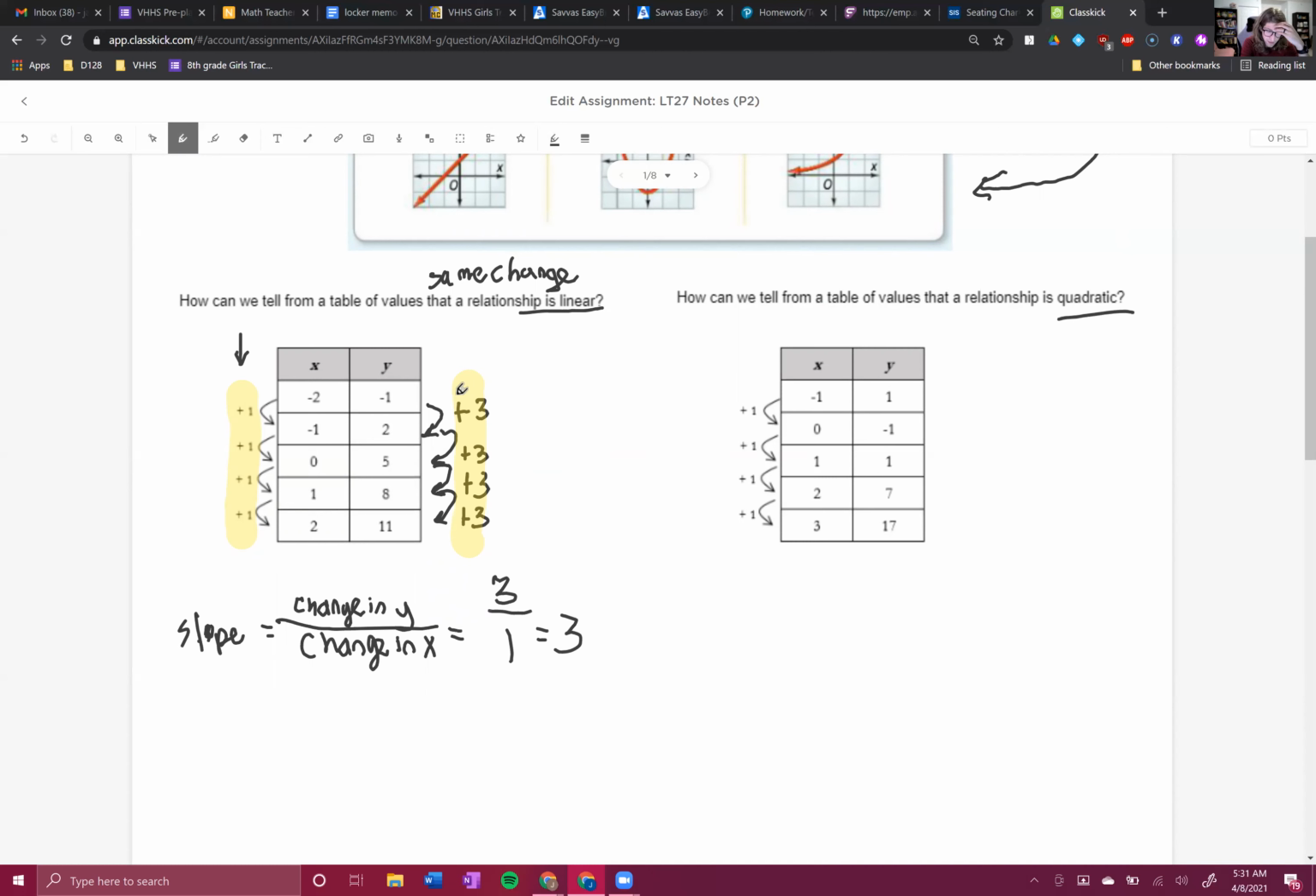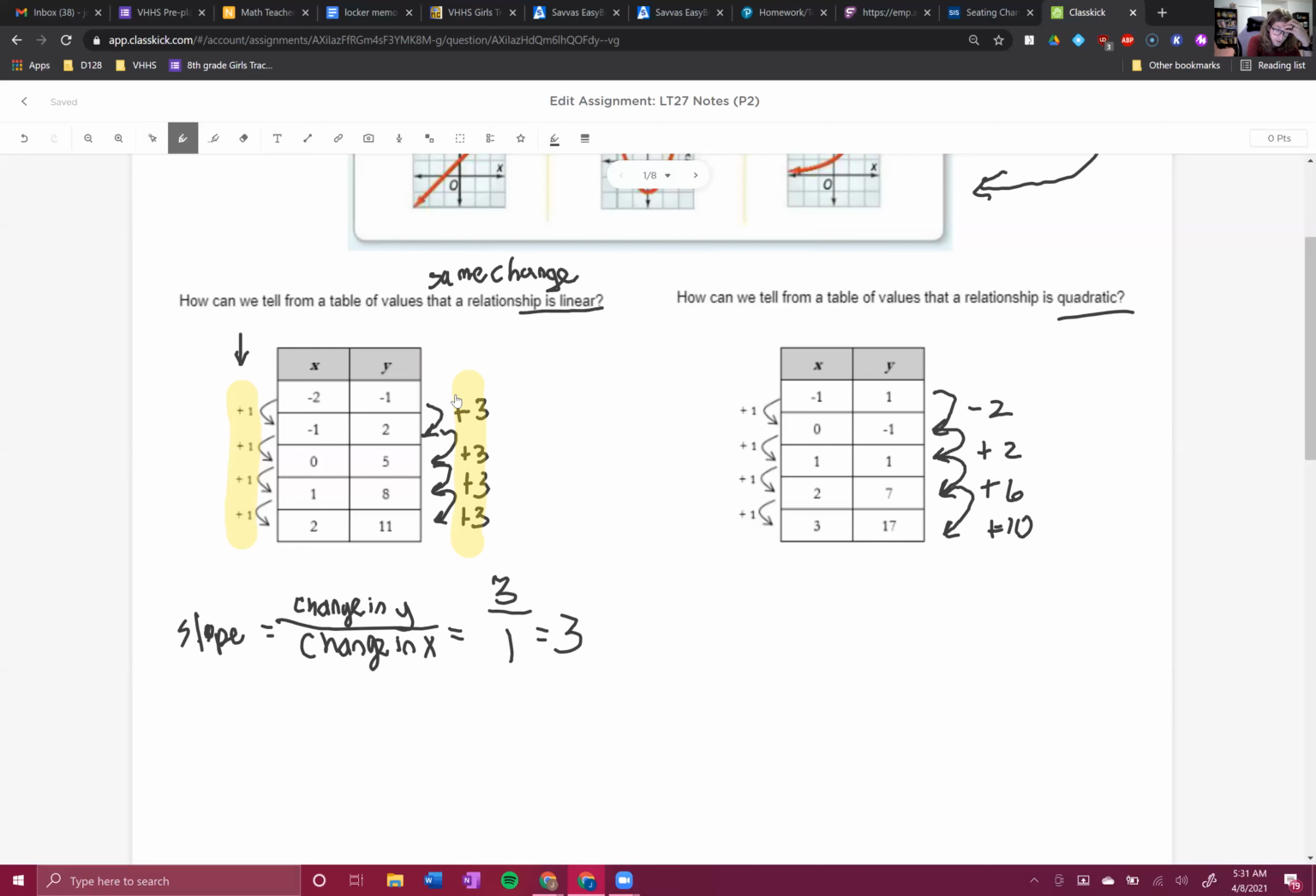Now quadratic, we've never specifically looked at this, but take a look at this table. We're going to start the same way. We're going to see how the y's change. How do we get from 1 to -1? Well, that requires you to subtract 2. How do you get from -1 to 1? You have to add 2. How about from 1 to 7? You have to add 6. And how about from 7 to 17? You have to add 10.